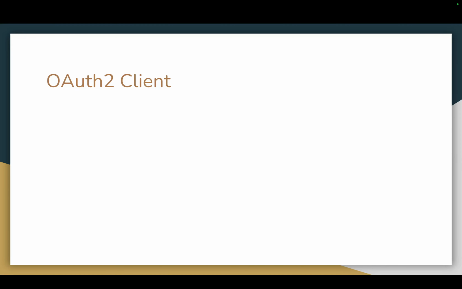Now let's see some of the best practices while creating an OAuth2 client application. First of all, always try to use a confidential client if you can. But if you need to use a public client, meaning single page applications or mobile devices, in that case, don't use a client secret.